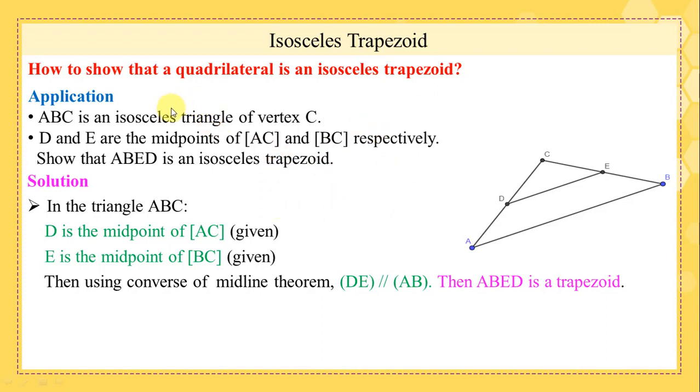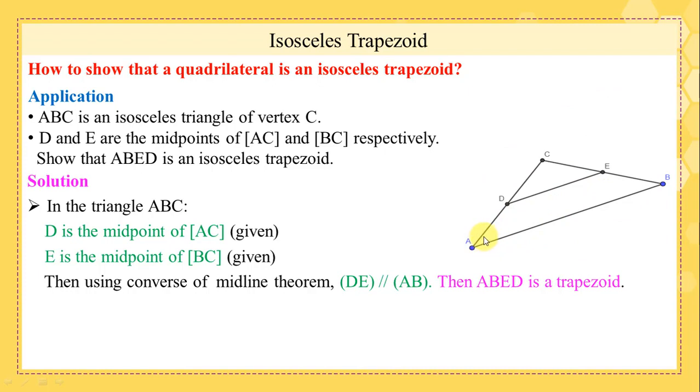Here we have isosceles triangle ABC given. So we have to use this given. We have to benefit from this given. What is the special property of an isosceles triangle? It has two equal sides and two equal angles, which are the base angles. Okay, but the base angles of this isosceles triangle are also base angles of this trapezoid.